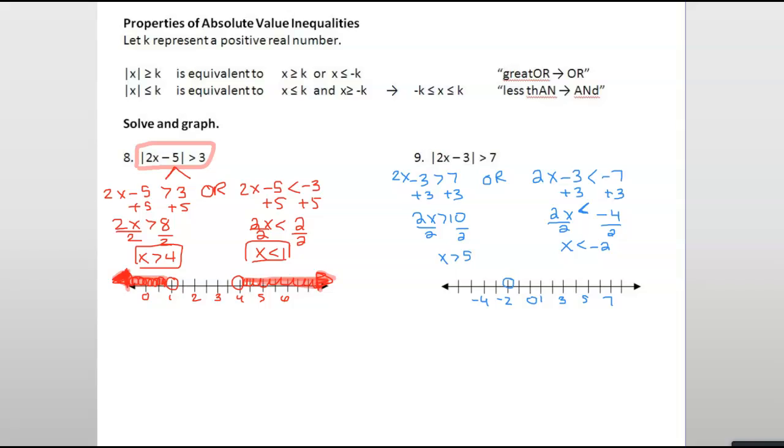So open circle at negative 2, shade left. Open circle at 5, shade right. Questions at all on either or absolute value? So again, greater is or.